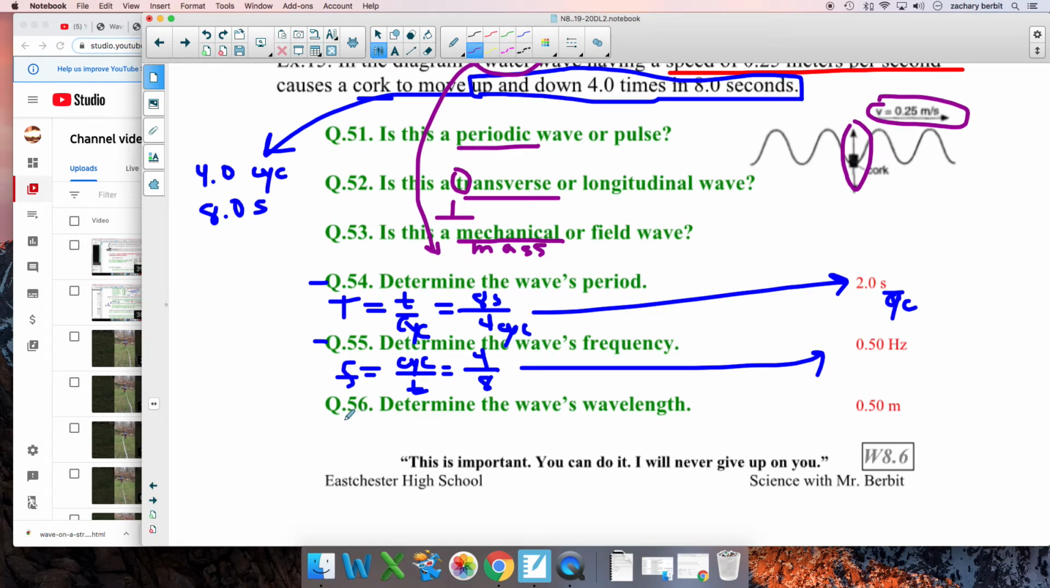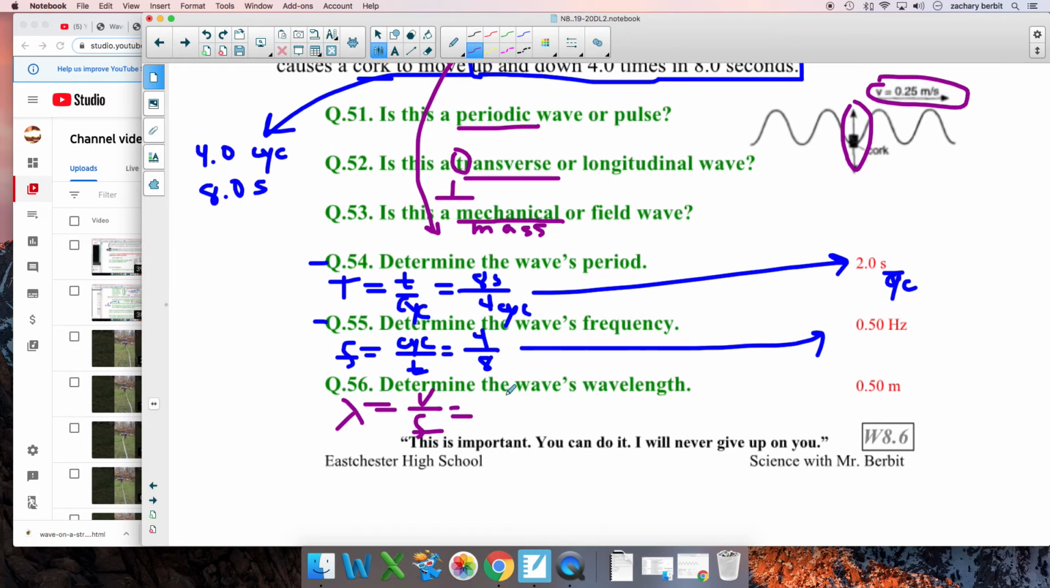Finally, determine the wavelength. Wavelength, you could do distance per cycle, but we don't have a distance here. So we're going to have to rearrange our lambda equation: speed over frequency. And of course, the speed we got was 0.25. They told us in the beginning, 0.25 meters per second. I dropped the units for a minute.